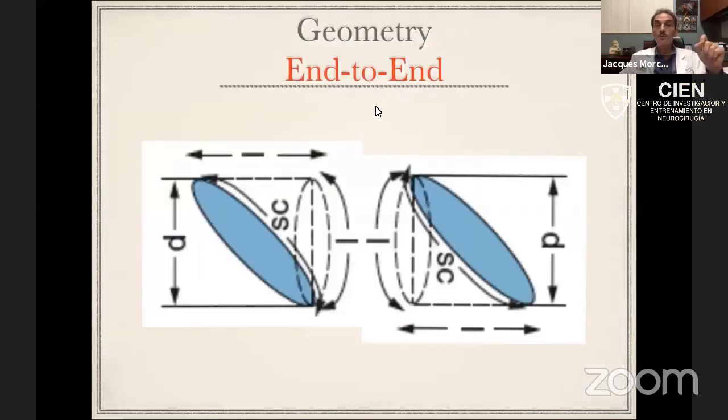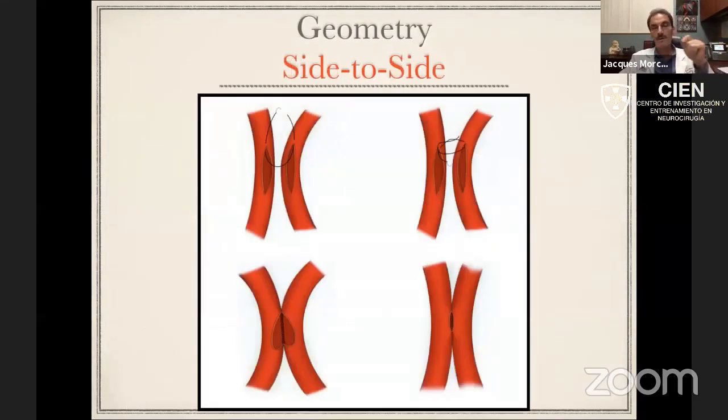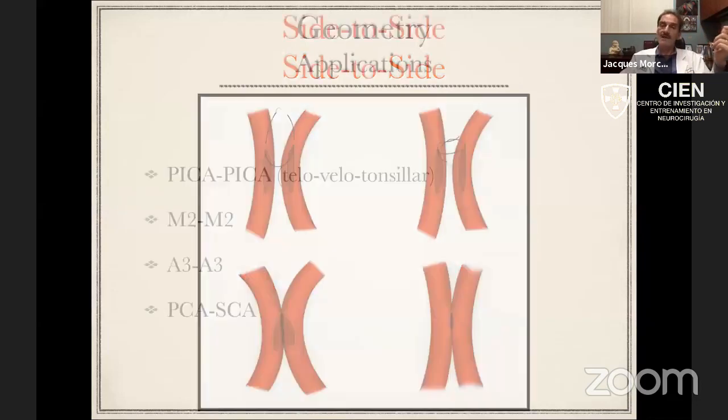When you do end to end, you slant your cut, again for the same reason, to increase the cross-sectional area. And very importantly, when you do side to side, you have to do a running technique. So those are the 3 geometries: end to side, end to end, side to side.